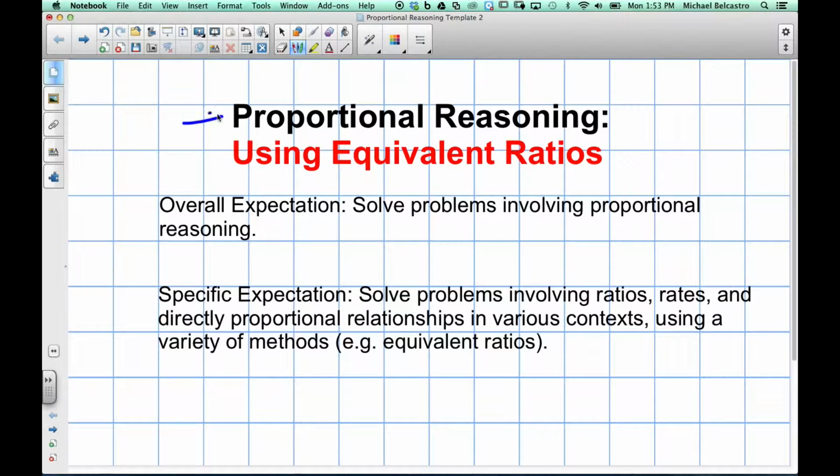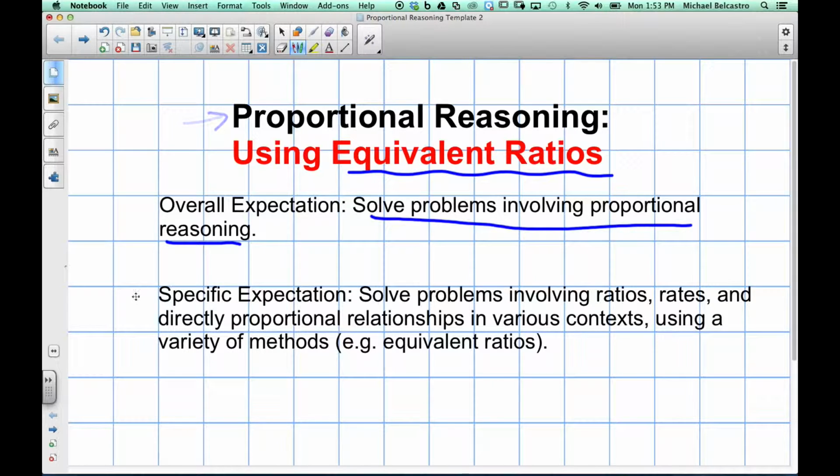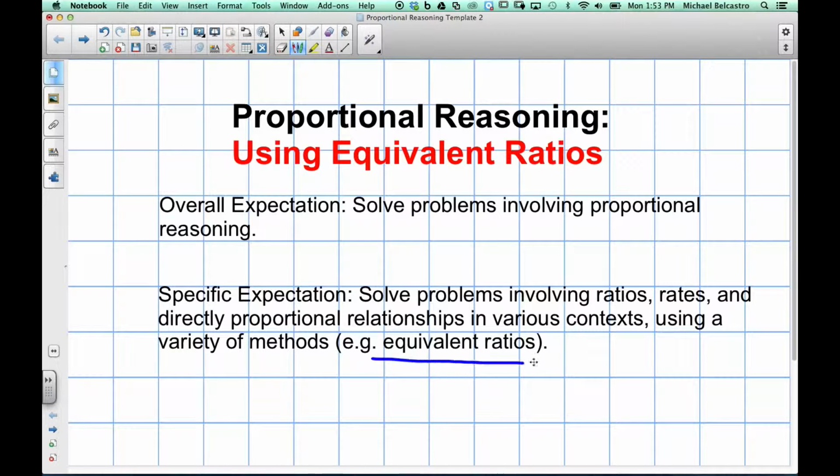We're going to be looking at proportional reasoning using equivalent ratios. The overall expectation is to solve problems involving proportional reasoning, and our specific expectation is solve problems involving ratios, rates, and directly proportional relationships in various contexts using a variety of methods. In this example, we're using equivalent ratios.